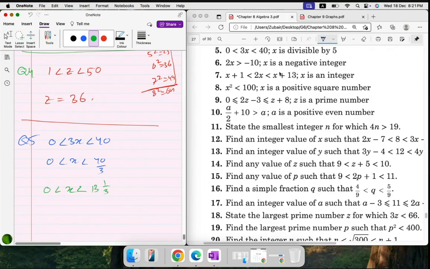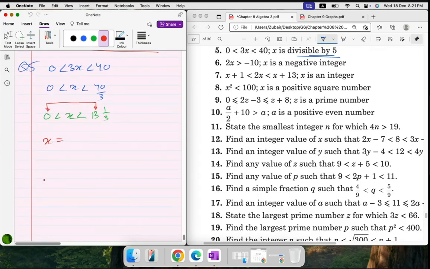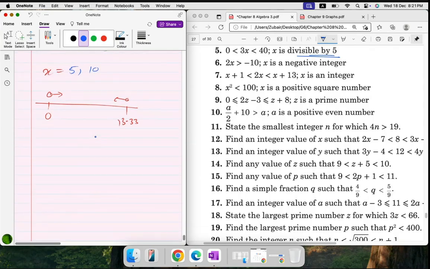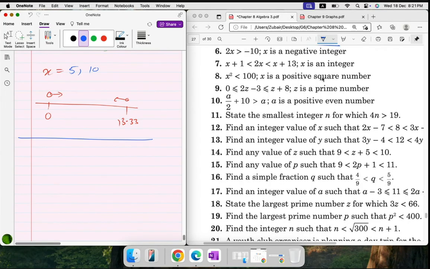And what is the other condition? It says it must be divisible by 5. So between 0 and 13, what is the number which is divisible by 5? This is 0. This is 13.33. Any number between them which is a multiple of 5. It could be 5 or 10. Sometimes the examiner would say write all the possible numbers, then we'll write 5 and 10 both. For now, 1 is enough.